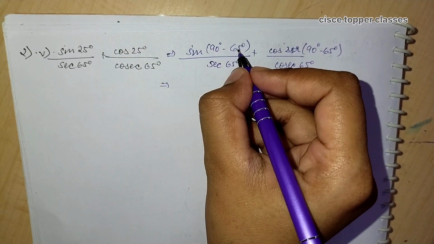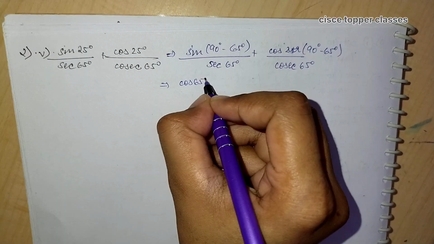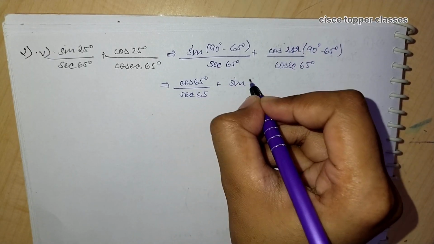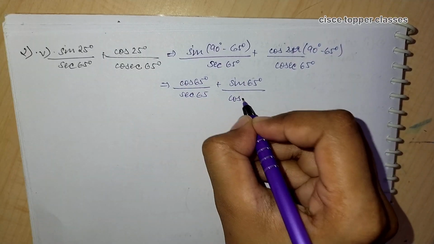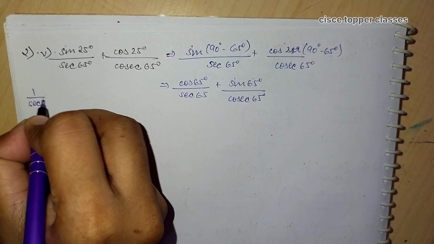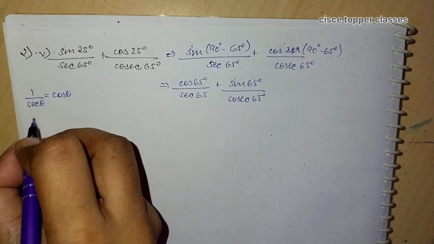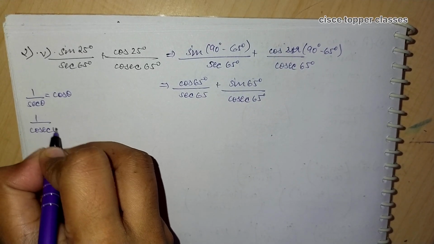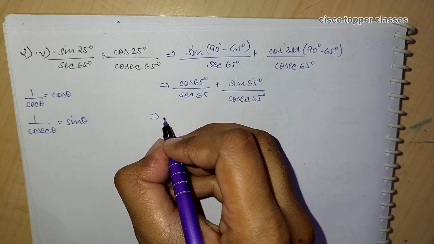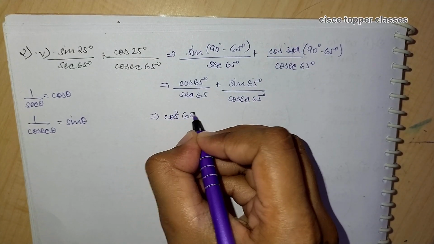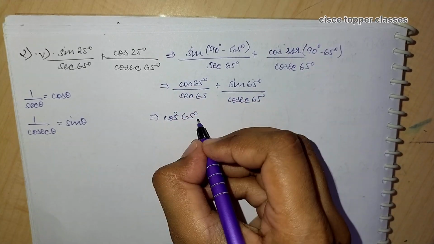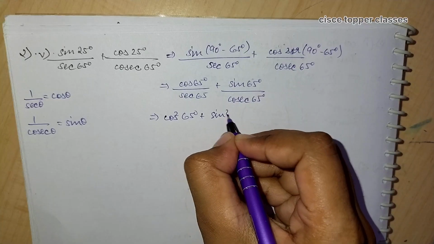So this will be sin(90 - 60), which is cos 65 degree divided by sec 65 degree, and this will be sin 65 degree divided by cosec 65 degree. If we take the ratio here, because we know 1 by sec theta is equal to cos theta and 1 by cosec theta is equal to sin theta, this part will be cos square 65, because if we multiply, 1 by cos 65 is multiplied. So cos square 65, and again in this also sin square 65.